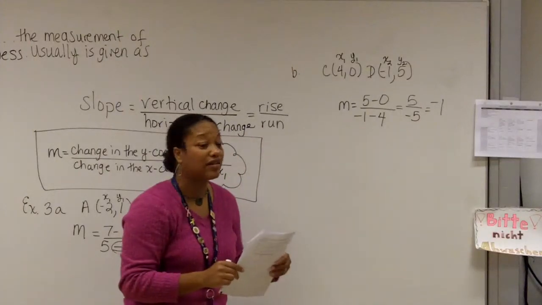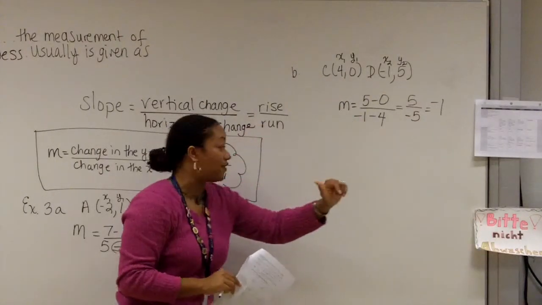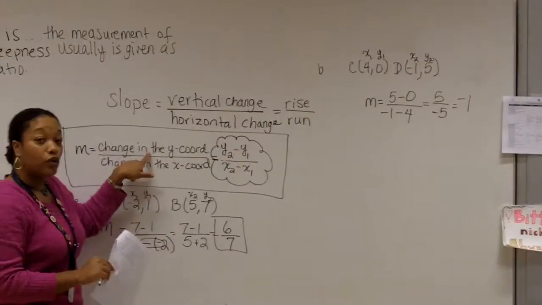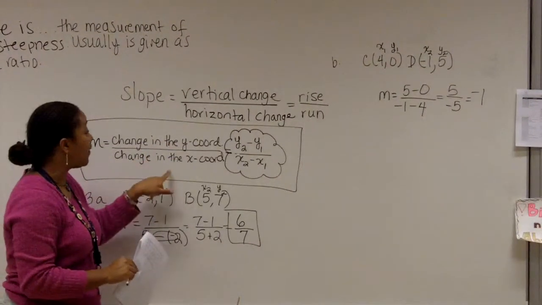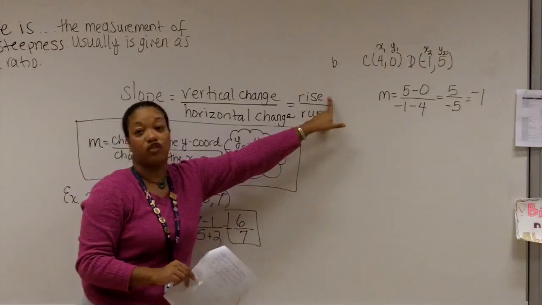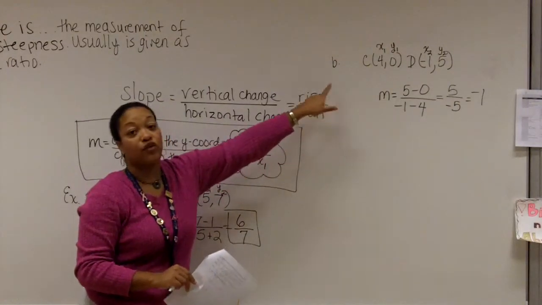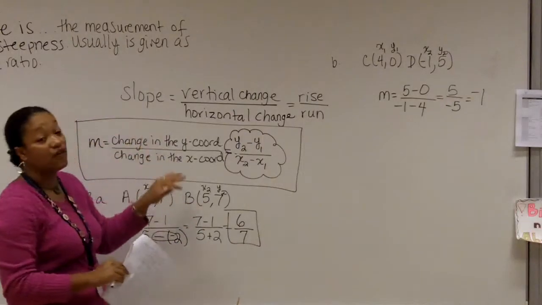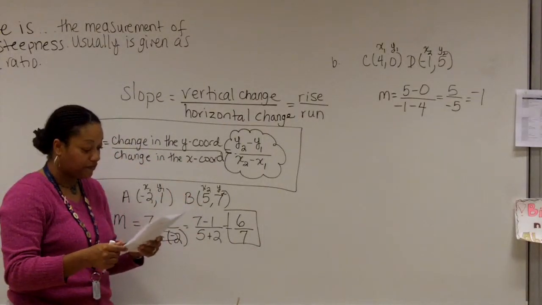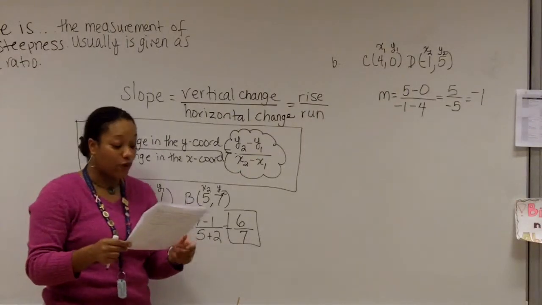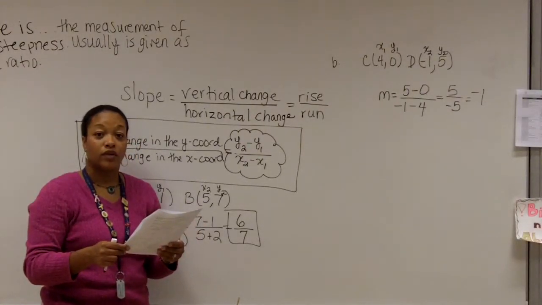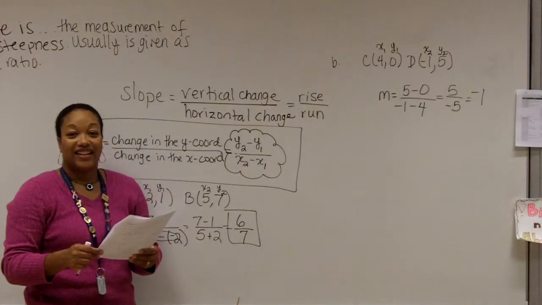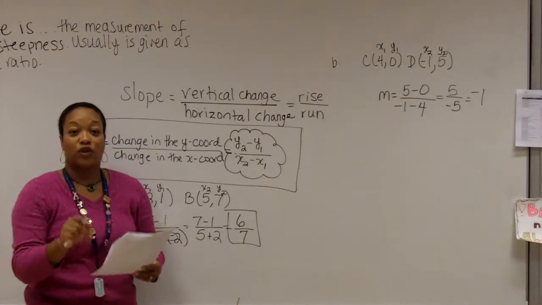Now, does it make a difference which values are on top? Yes. By definition, you have to do the change in the y-coordinate divided by the change in the x. The change in the y-coordinate, that's your rise. So if we say that the ratio is rise over run, your y-coordinates have to be the numerator. You cannot flip-flop these. It does make a difference. Now, for example 4, stop. We'll do example 4 on the next one.